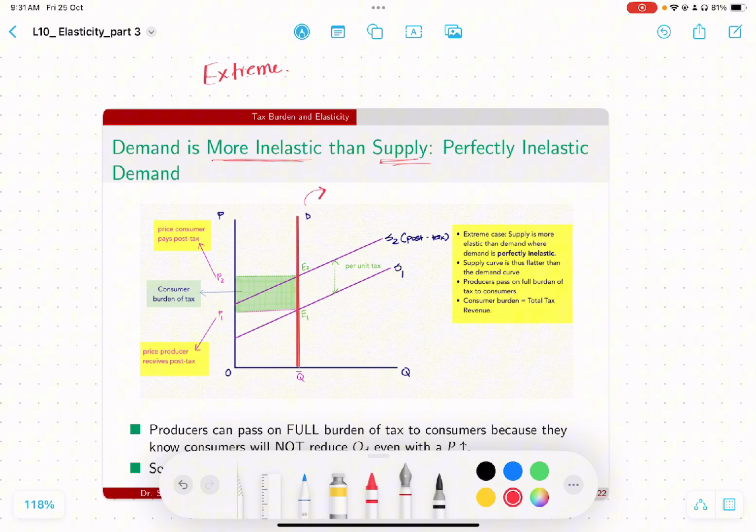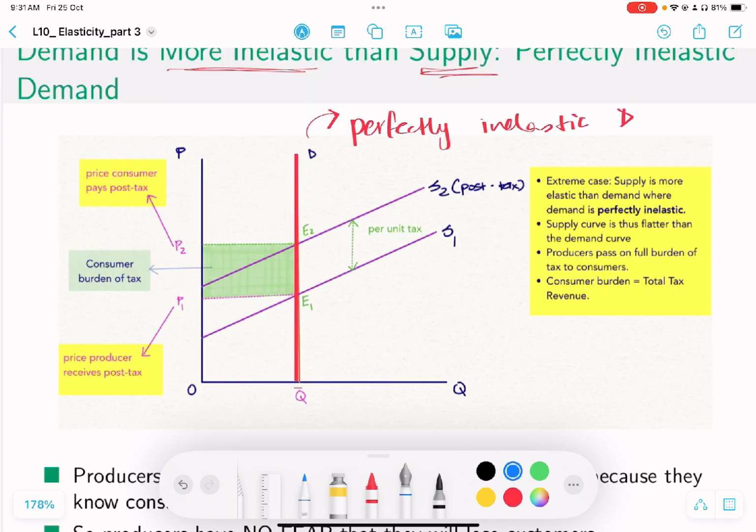So basically, we're dealing with perfectly inelastic demand. So the old equilibrium is where the original supply curve intersects with the demand curve. Let's call it D1, so that is going to be E1.